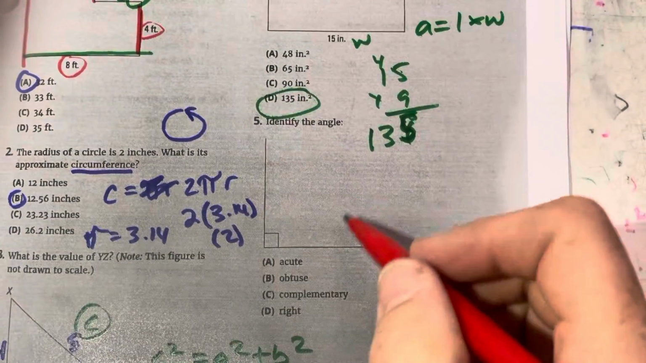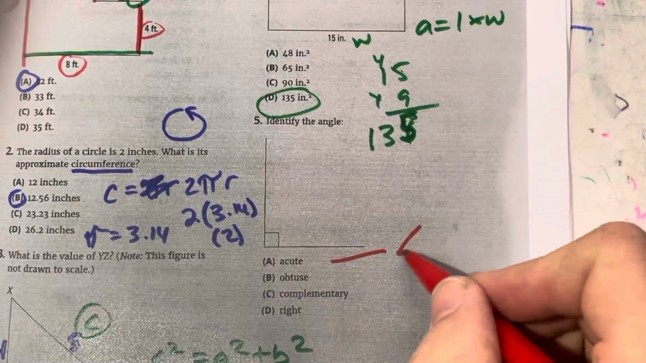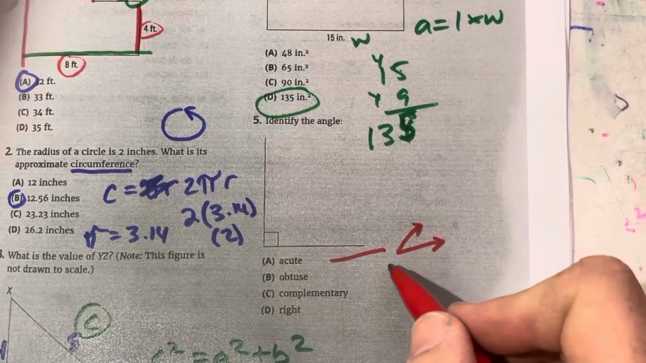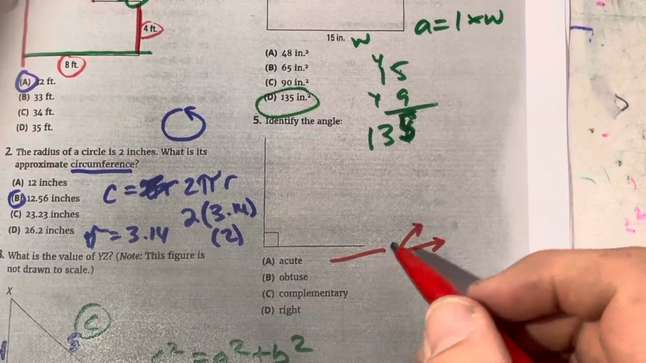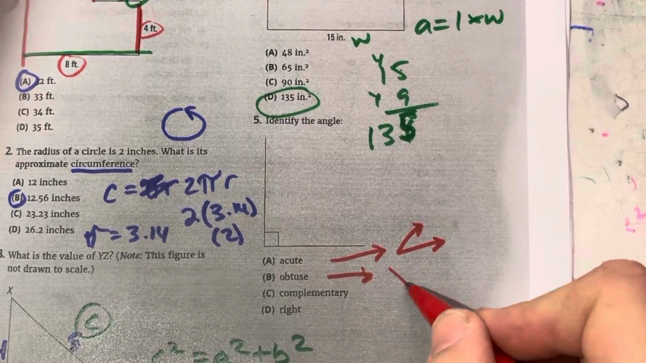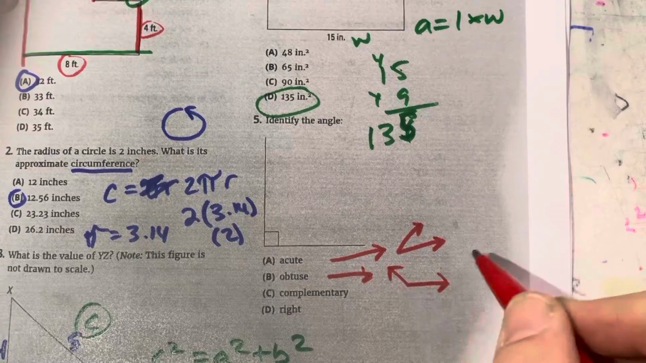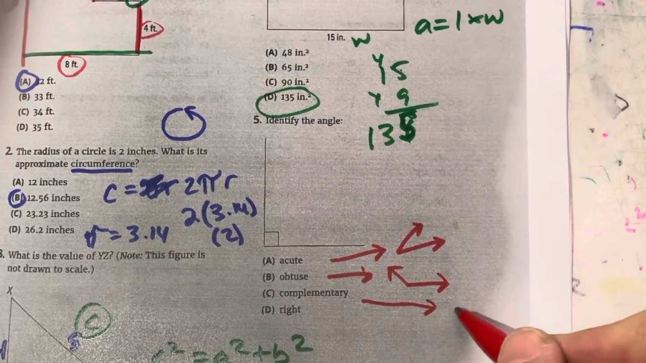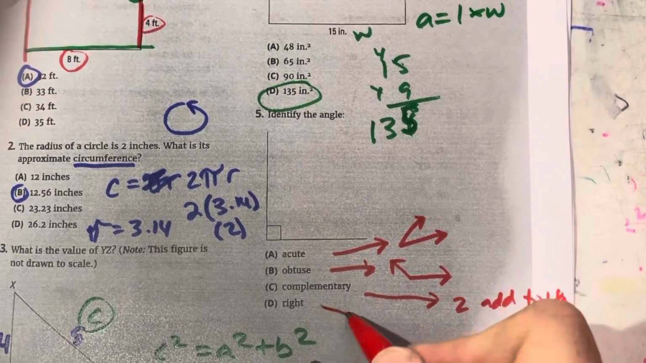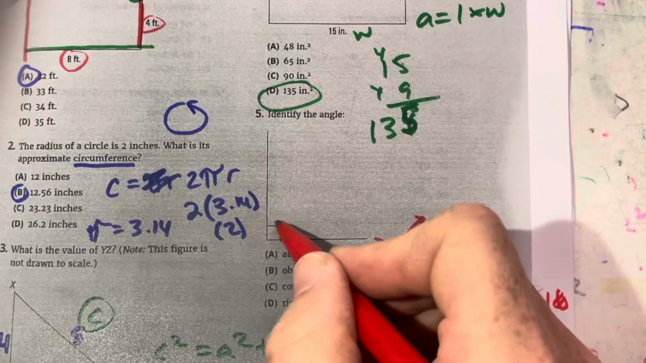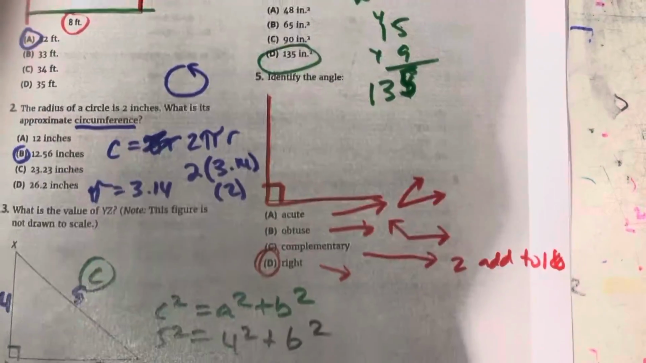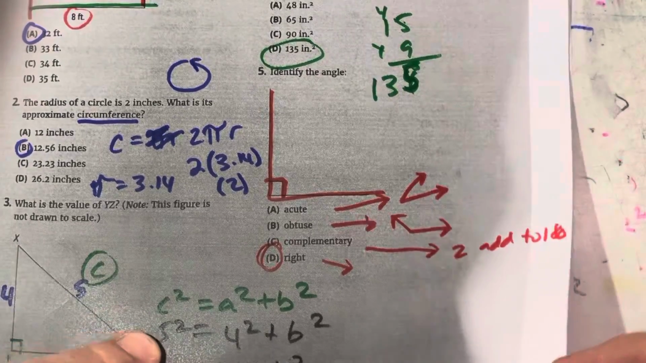Next, identify the angle. Okay, well, acute, that's like a little cute baby. That's a little angle under 90 degrees. By the way, you know that that's 90 degrees. Obtuse is, your cheeks get bigger when you do obtuse. That's how I taught it to all you guys. So that's like a bigger angle. That's over 90 and less than 180. Complementary is two angles that add to 180, so that's not it. And right, well, a right angle is 90 degrees, and this is the right angle window right here. So this angle is a right angle. Okay, you should remember that. Let's keep rolling.